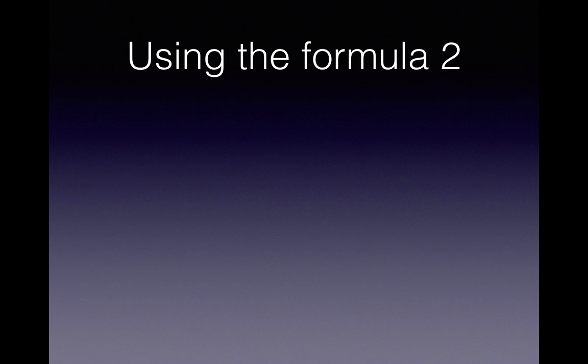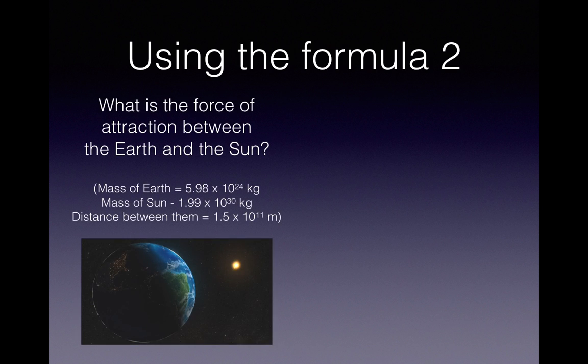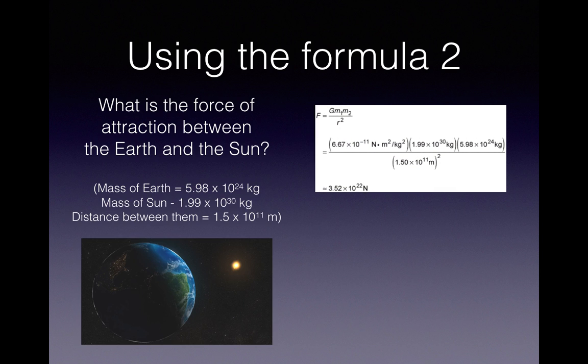Okay, let's look at using the formula with a slightly different question. So the force of attraction between the Earth and the Sun, we're looking for now in this case. And we're given the mass of the Earth, given the mass of the Sun, and given the distance between them as well. So the same idea, formula, substitution, and answer. And if you look at this value, it's 3.52 by 10 to the 22 newtons. That's huge in comparison to the previous calculation. So the force of attraction between the Sun and the Earth is substantial.